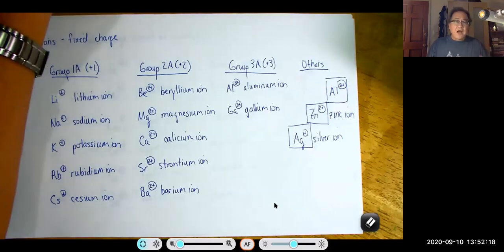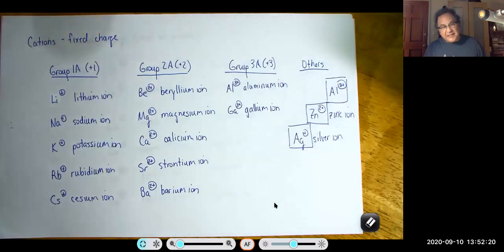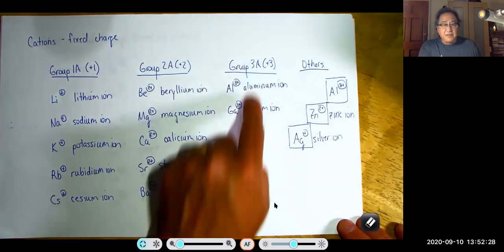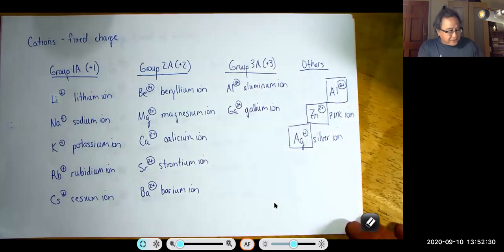So, how are you to remember the charges here? It's easier than the anions because the charge is the same as the group number. 1A is +1, 2A is +2, 3A is +3. Now, silver and zinc are not main group elements. They're not in the A groups. How are you going to memorize those?